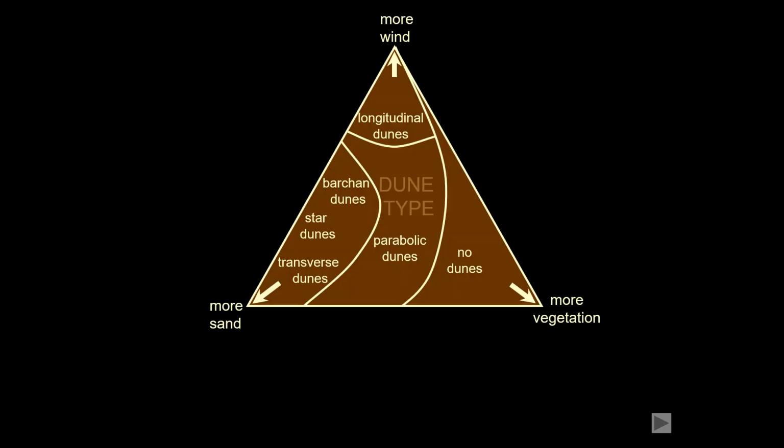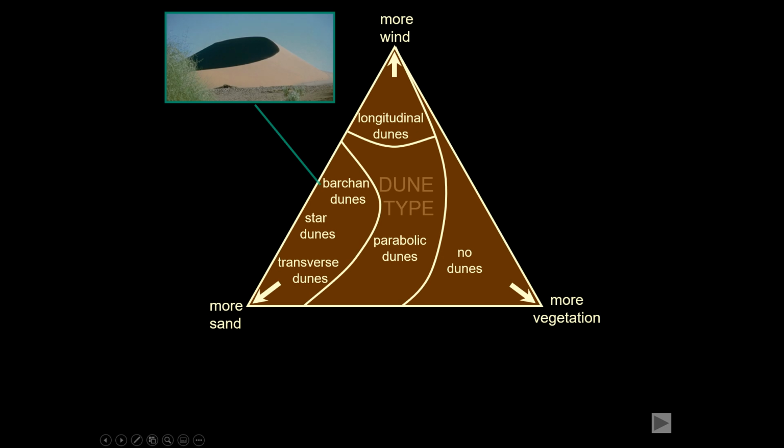periodically. We can actually put dunes onto this triangle, which represents different attributes that dunes have: more vegetation, dunes with more wind, and dunes with more sand. So we can sort of place dunes in different places. We know the transverse dunes have more sand. So let's look at a couple of these.